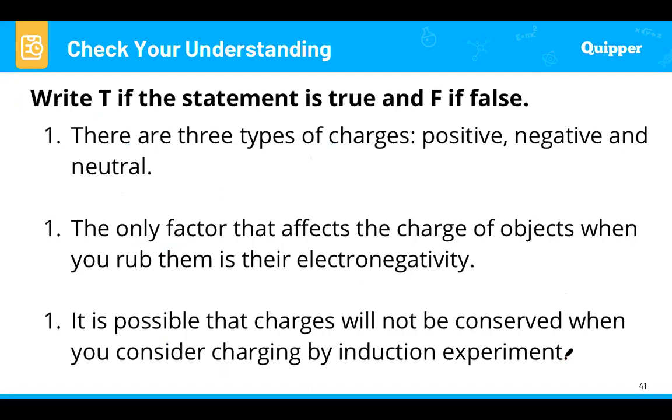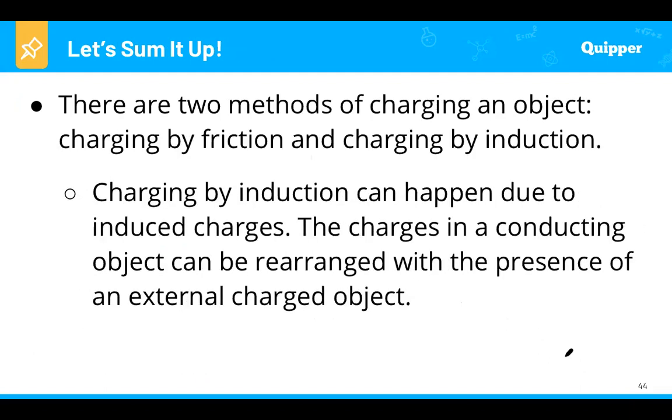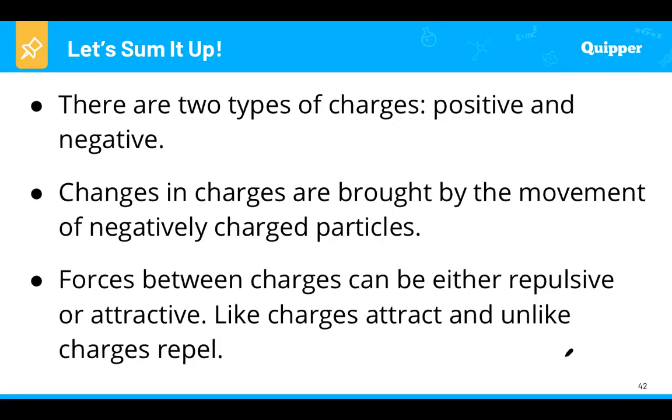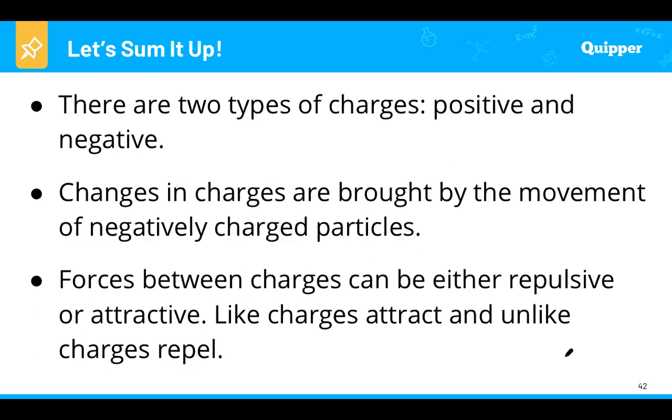This will be your activity, first activity for today. So I will take a screenshot for this one. Ayan. Okay. So this will be the first one, yung true or false. And then for this one, it's a summary of everything. There are 2 types of charges. We have positive and negative. Changes in charges are brought by the movement of negatively charged particles only. Okay, so yung electrons lang pwedeng mag-transfer.